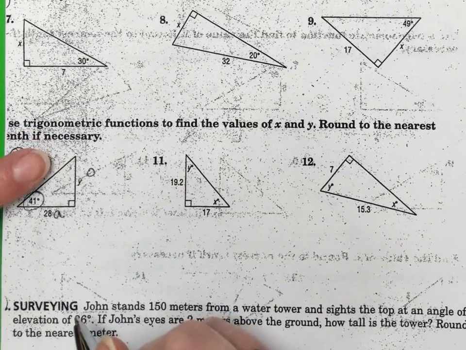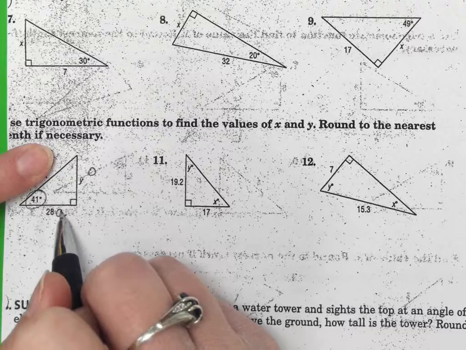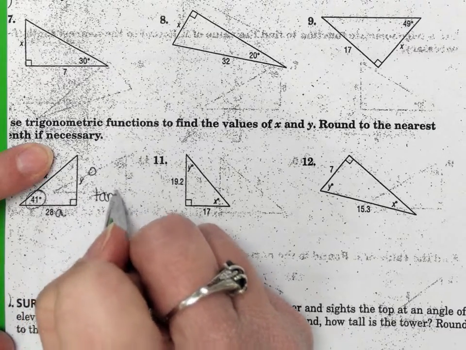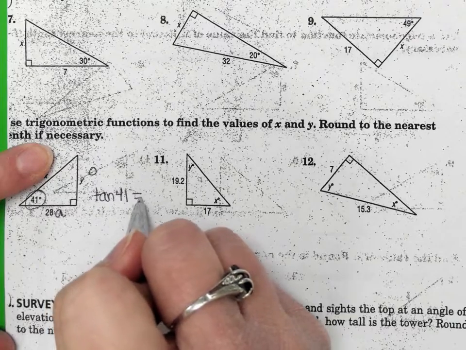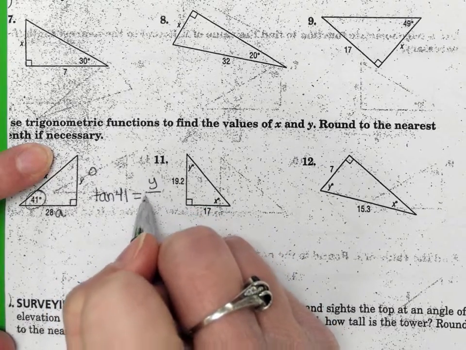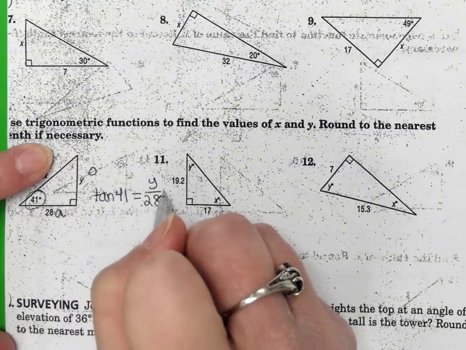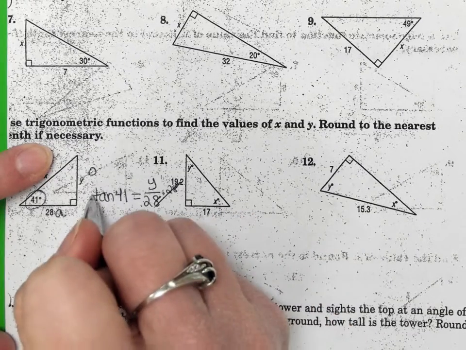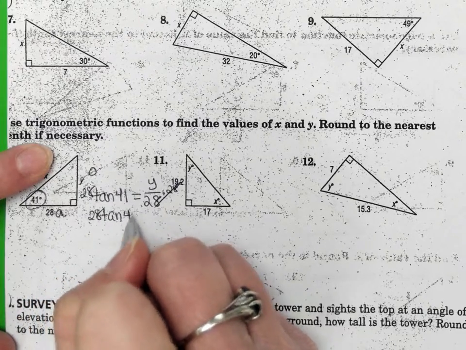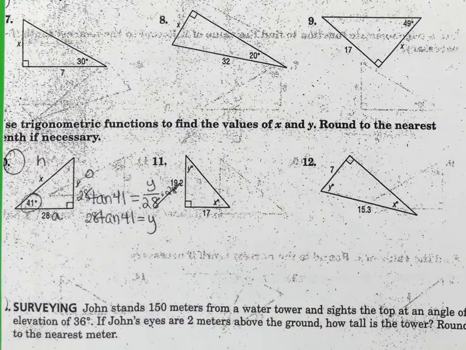All right, so cover up one of your letters. You have adjacent and you have opposite. That's the tangent function. So you have tangent of 41, and tangent is opposite, which is y, over adjacent, which is 28. Then you multiply by 28. So you have 28 tangent of 41 equals y.